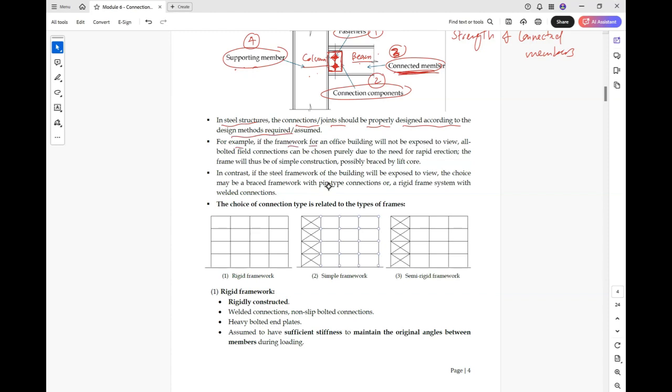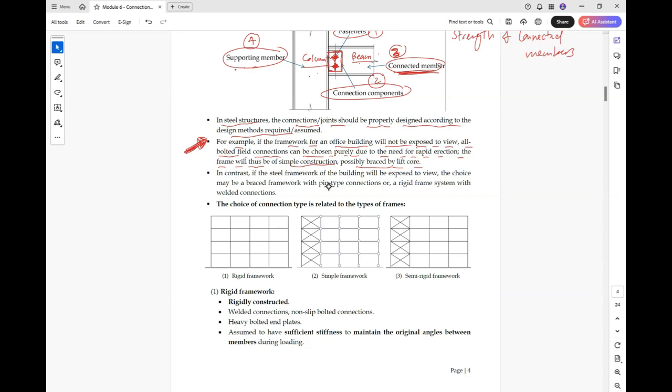For example, if the framework for an office building will not be exposed to view, all bolted connections can be chosen purely due to the need for rapid erection. The frame will thus be of simple construction, possibly braced by a lift core. So if the bolted connection will not be exposed to view, it is better to choose the bolted connection.